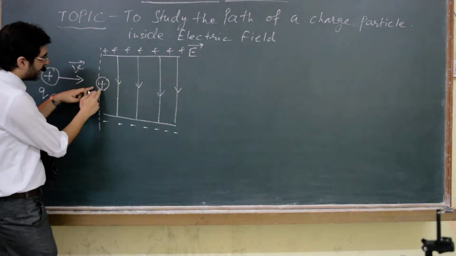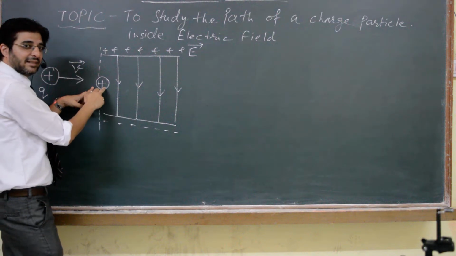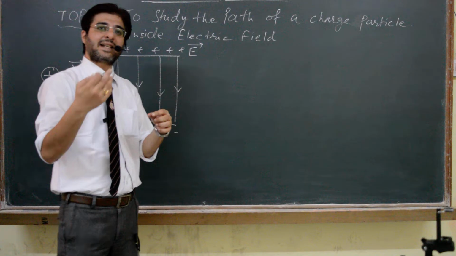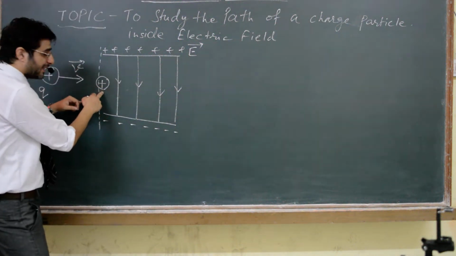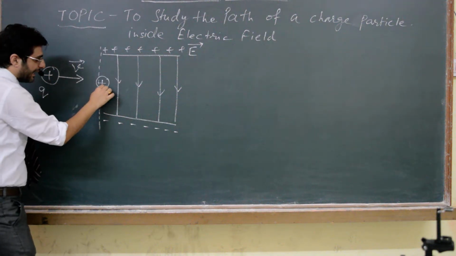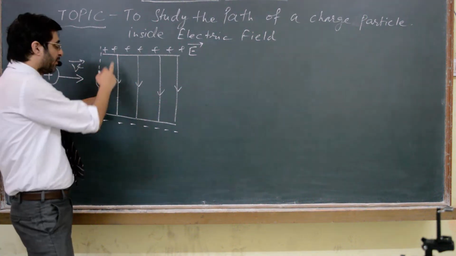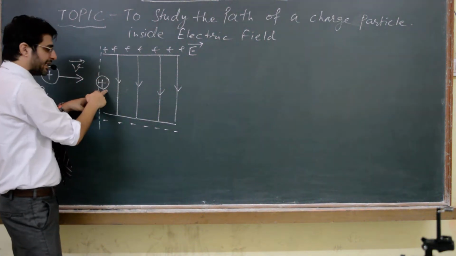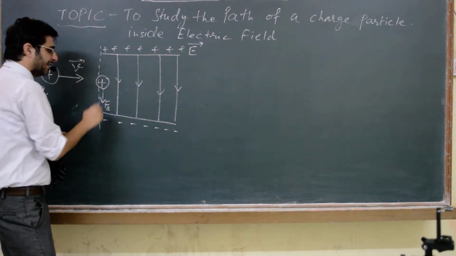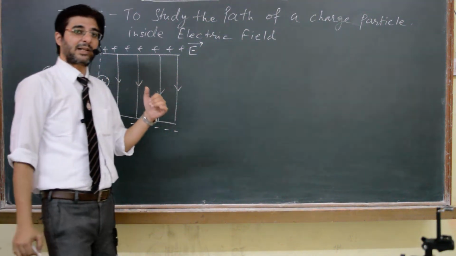Now what will happen? As the charge enters this electric field, a force will start acting on this charge. We know that when a charge is placed inside an electric field, or whether the charge is moving inside the electric field, it experiences some force. The force will start acting on this charge in this direction. As it is a positive charge, positive will repel, negative will attract. A force will start acting on this charge towards this side. Electrostatic force. Now we have to study the path of this charge.